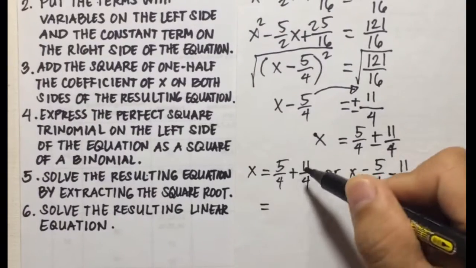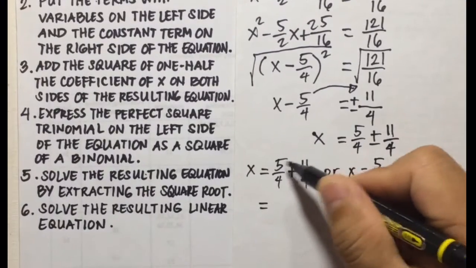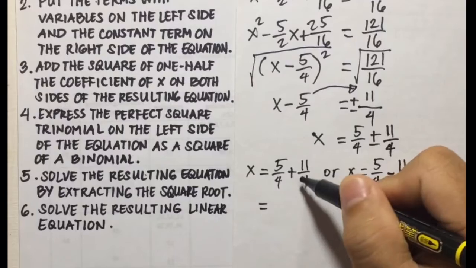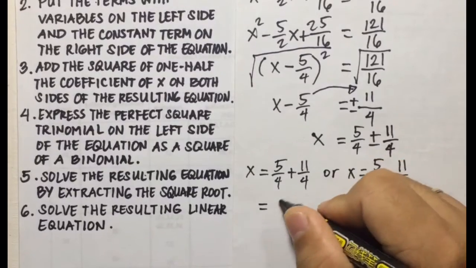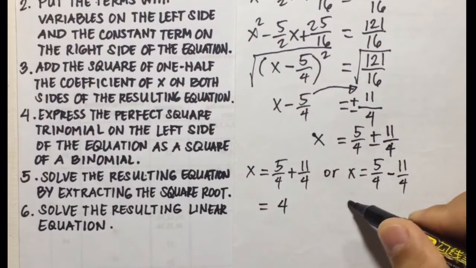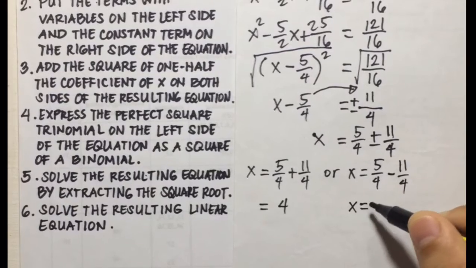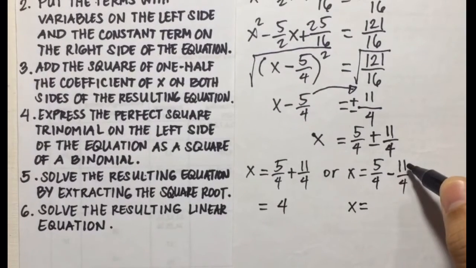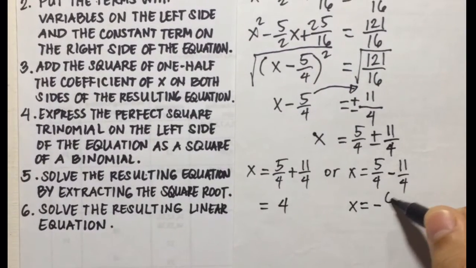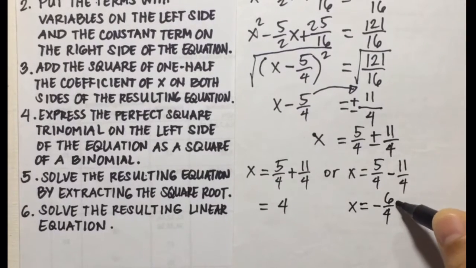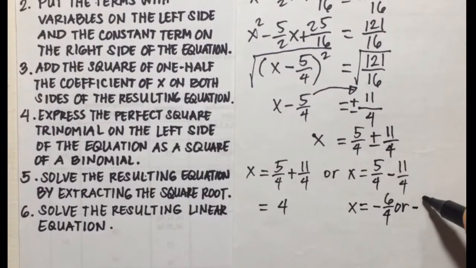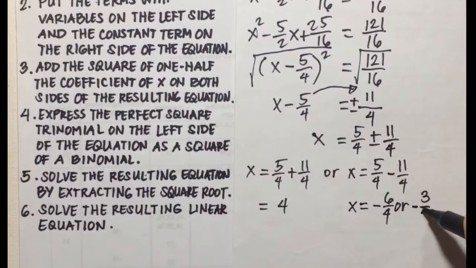So x here will be equal to 5 over 4 plus 11 over 4 is 16 over 4. So 16 divided by 4 is 4. And x here will be equal to 5 minus 11 is negative 6 over 4. Or you can have this one as negative 3 over 2.